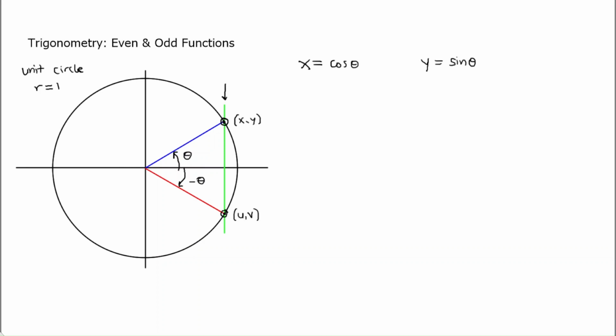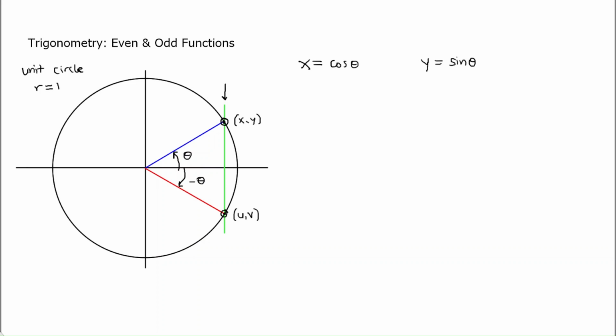Let's suppose that point has ordered pair (u, v), and I think we can easily convince ourselves that this terminal side in red is going to make an angle negative theta. Clockwise angles are negative, but otherwise it has the same absolute value as our angle in the first quadrant, theta. So theta and negative theta.